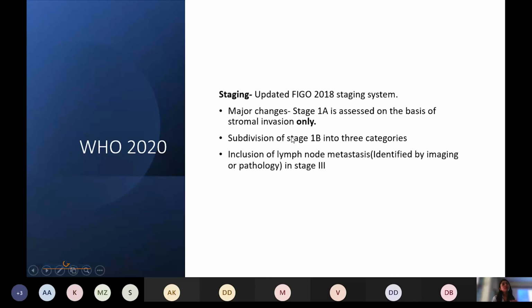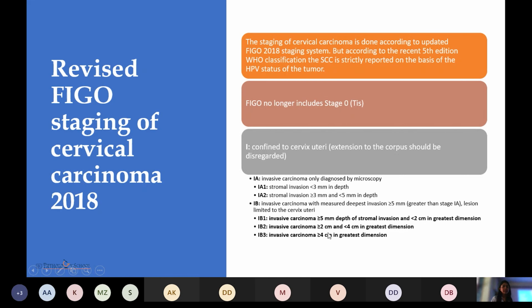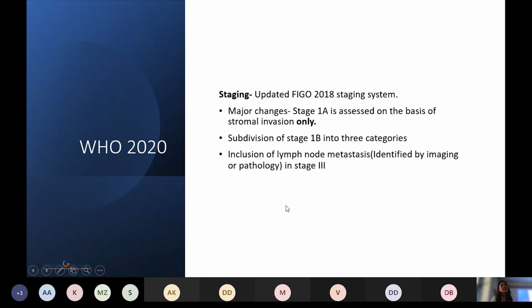Then the subdivision of stage 1B was made only in two categories, and now it is divided into three categories, that is up to 4 centimeter. And lastly, they have included the lymph node metastasis in stage 3. It can be diagnosed either by imaging or by pathology report.